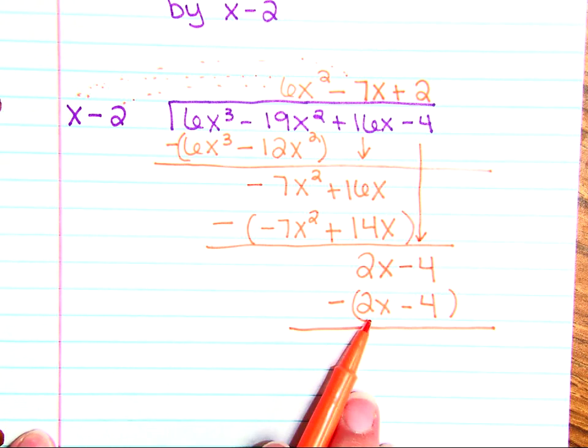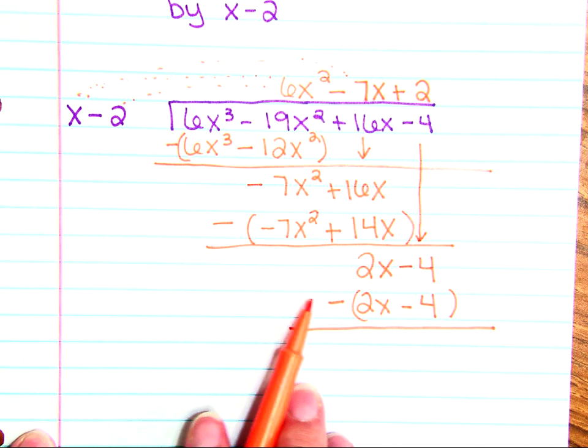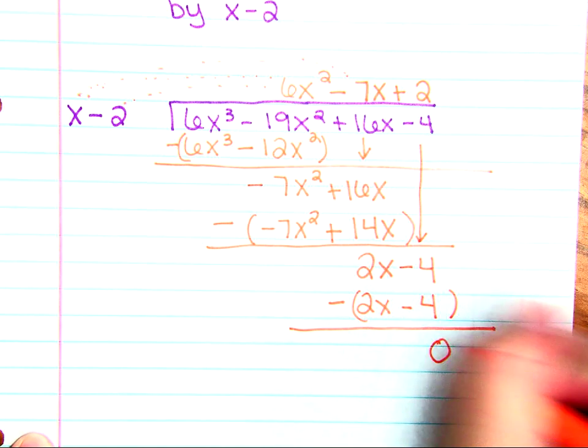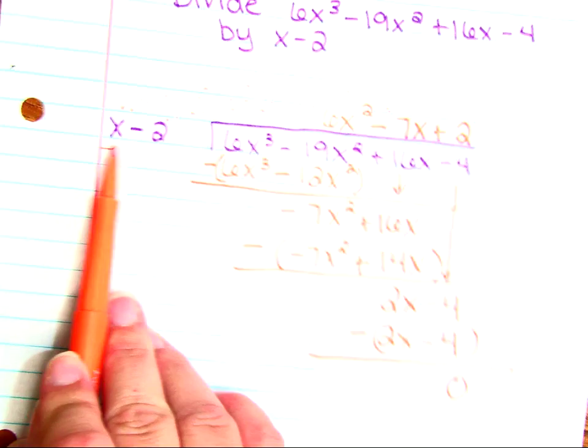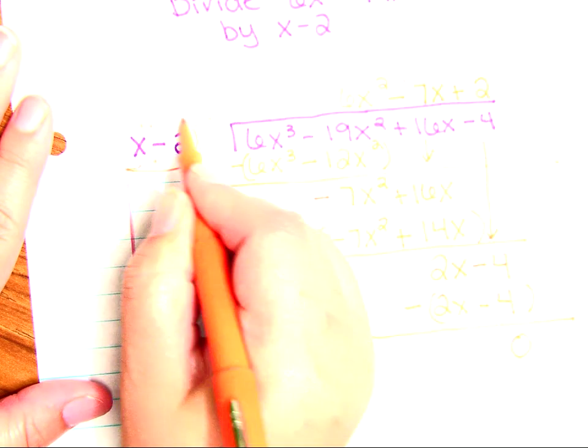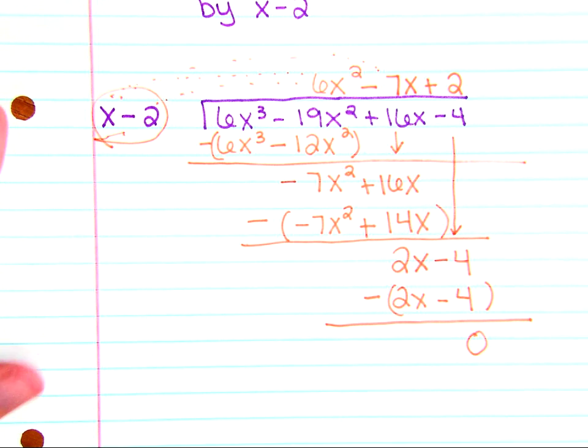2x minus 2x is 0. Negative 4 minus a negative 4 is also 0. So our remainder is 0. The remainder being 0 tells us that x minus 2 is a factor of that original polynomial. And I'm guessing just by looking at it, you wouldn't have been sure that that was a factor.